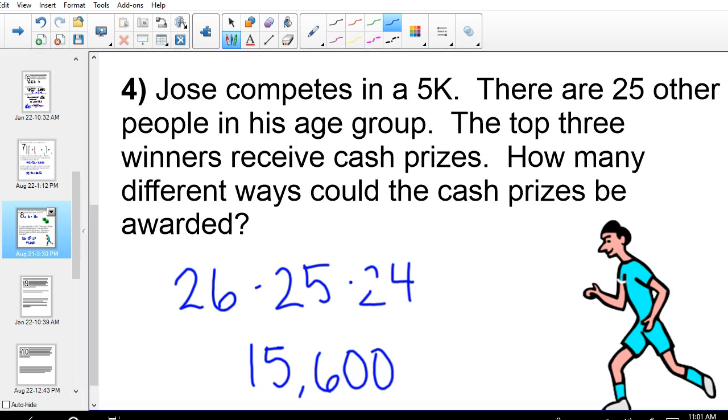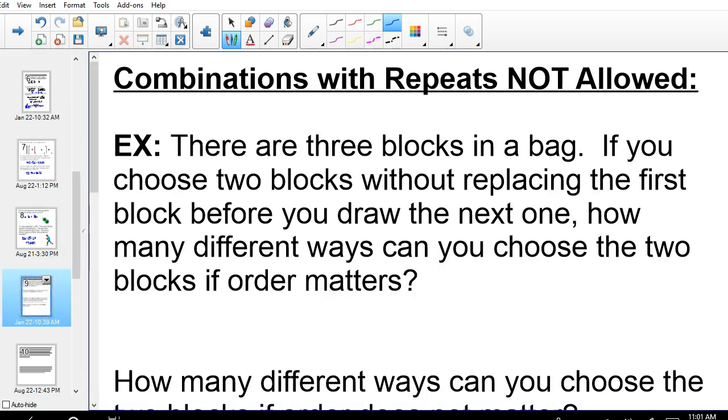So there are 15,600 different ways that people could win first, second, and third. So if you were trying to come up with these, like if you thought, oh, I'll just list them out, I'm not going to use any math, I'm just going to list them out, you'd give up on that pretty quick, wouldn't you? After you realize, hold on, this is not going to work. So tons of options here for this. Okay. All right, let's look at the next one.